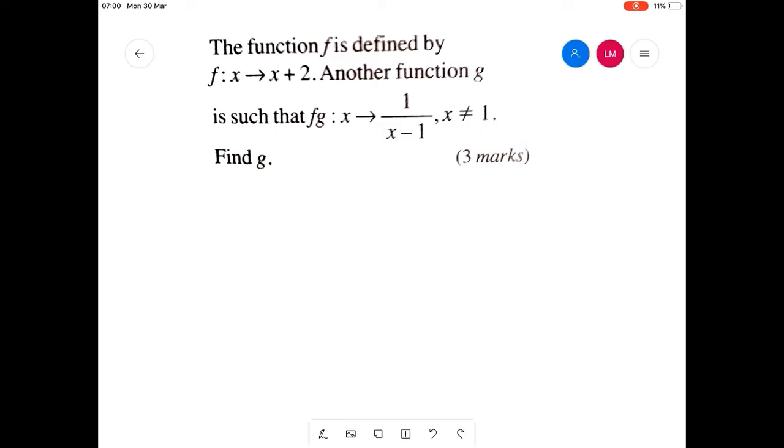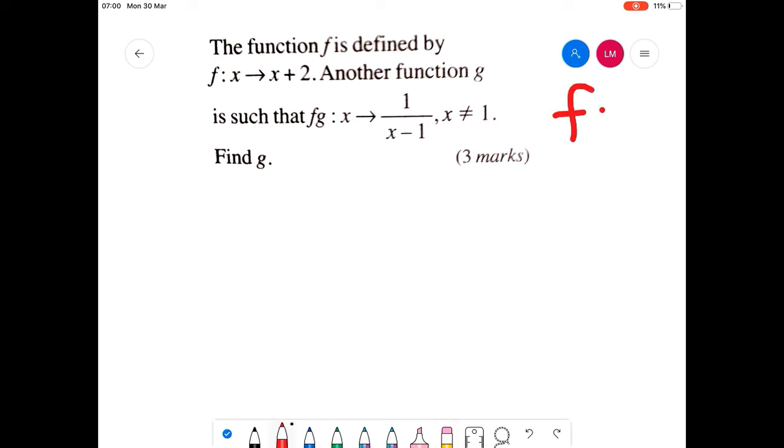Okay, for this question, the function f is defined by fx equals x plus 2. Another function is fgx. So here also the same thing. When you are given a single function and a composite function, you are required to find another function. So basically, we are using the same concept like just now.